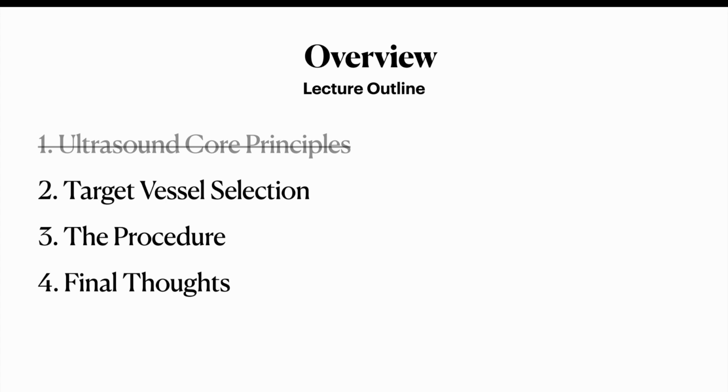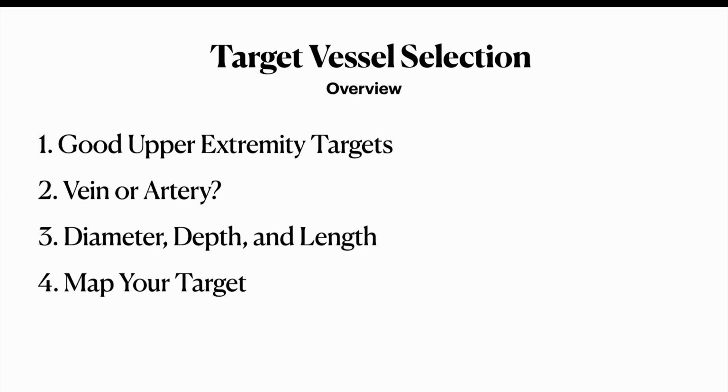Now that we've covered a few core principles, let's move on to the second part of this lecture, which will help us decide which vessel to target for cannulation. There are 4 main considerations when choosing a target vessel. Number 1 is to apply the knowledge that you already have when attempting to access veins in the upper extremities. Number 2 is when you are actually using the ultrasound probe, how you can distinguish between a vein or an artery. And numbers 3 and 4 are for when you have identified a vein, how you can determine if it is indeed a good target.